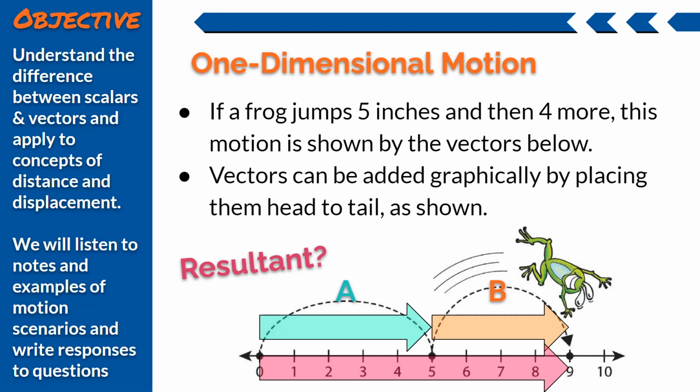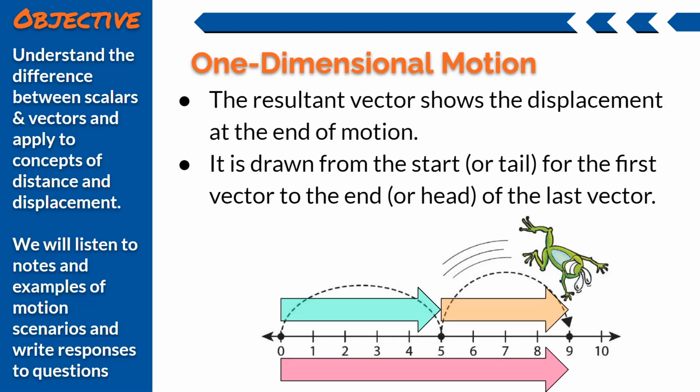But sometimes you change directions. Again, we're still just looking along a line, but sometimes you are going to go backwards. And I think I have an example of that in a minute. But the resultant vector shows the displacement at the end of the motion.